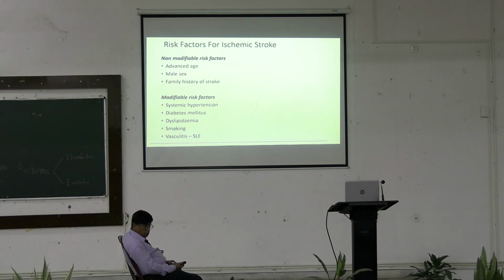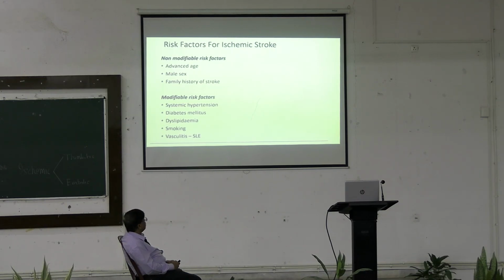Male sex is a risk factor for stroke, but patient cannot control his sex. Family history of the stroke. If the father suffered from early stroke, or his mother suffered from early stroke, or his grandfather suffered from early stroke, that factor is not controlled by the patient. That is why they are called non-modifiable risk factors, but they also potentiate the risk of the patient to develop stroke in his future life.